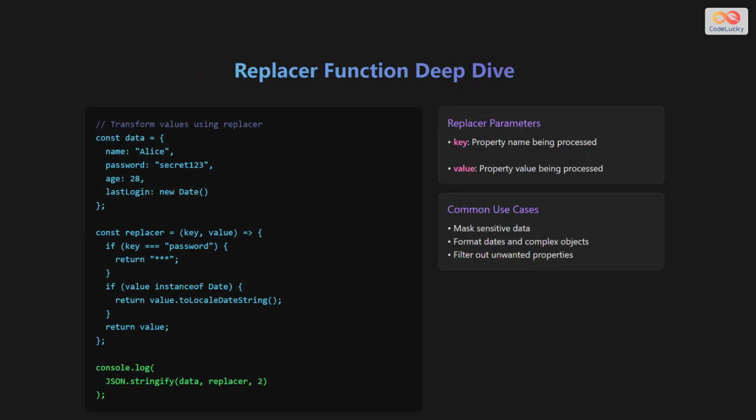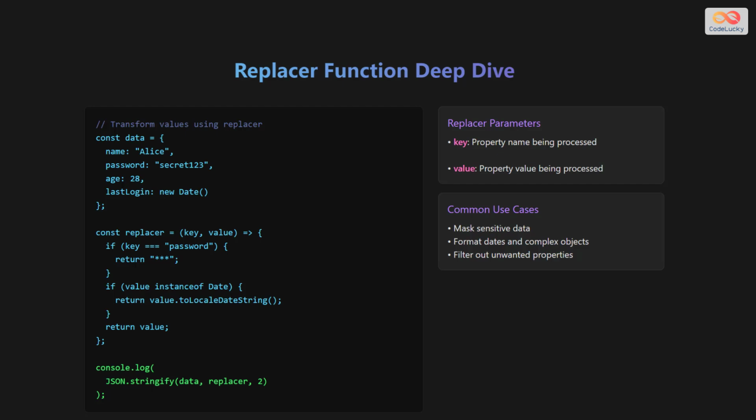The replacer parameter in JSON.stringify can be a function, allowing for more complex transformations. This function takes two arguments, the key and the value. It is called for each key-value pair in the object being stringified. You can use this to mask sensitive data, format dates, or filter out specific properties.